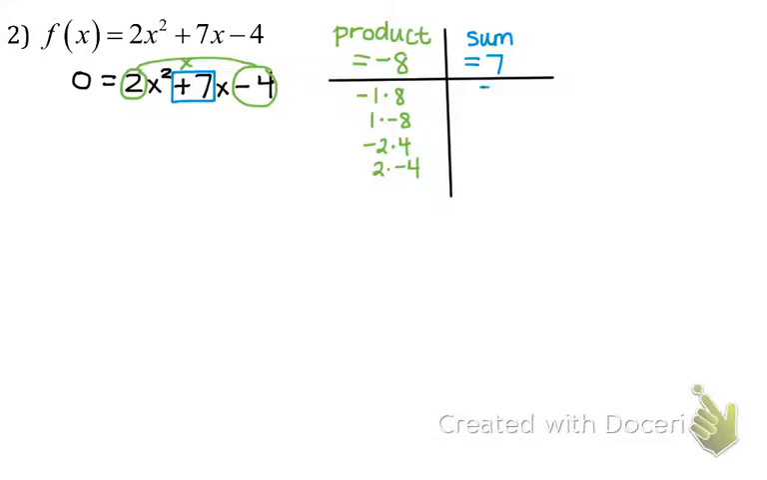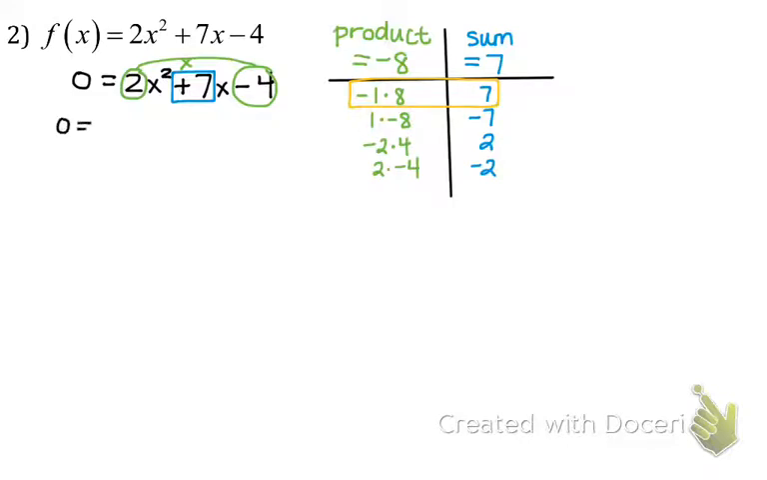When I add those factors, I have the following numbers. And now looking for my solution, I need the two numbers that multiply to negative 8 and add to positive 7, and that's my first pair. Negative 1 times 8 will add to equal positive 7.